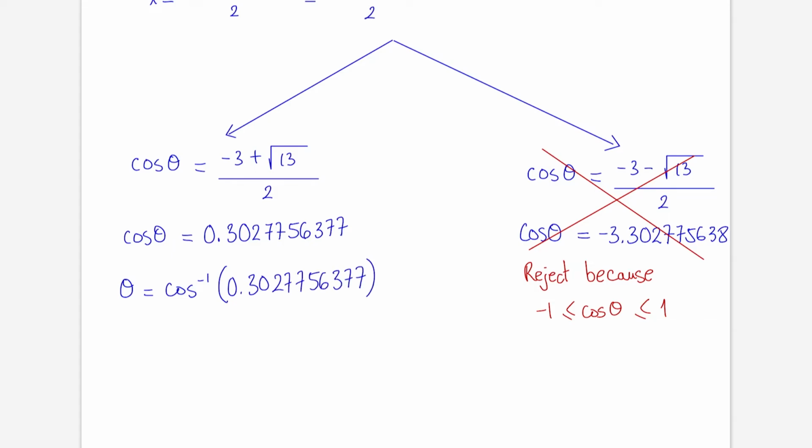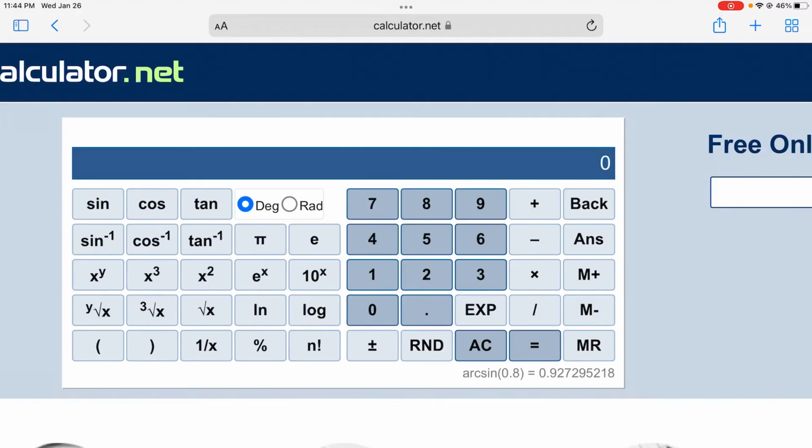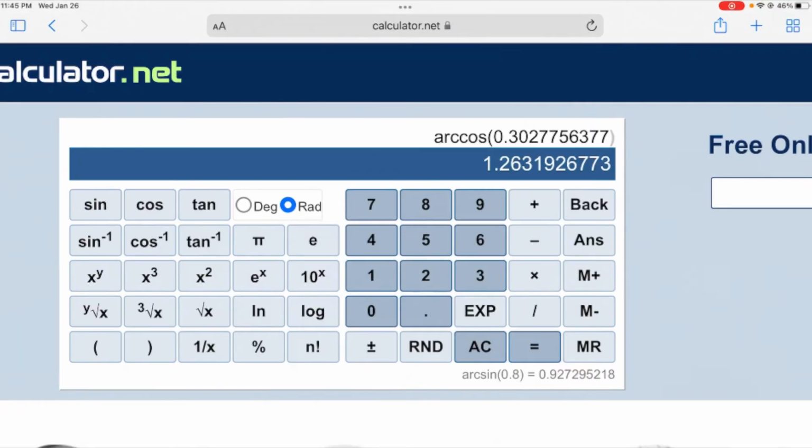Next, I will use my calculator to find theta. First, I need to choose the correct mode. In this problem, they want it to be in radians. And then cosine inverse of 0.3027756377. I get 1.2631926773.